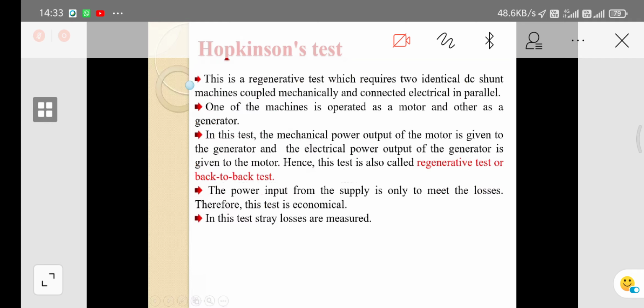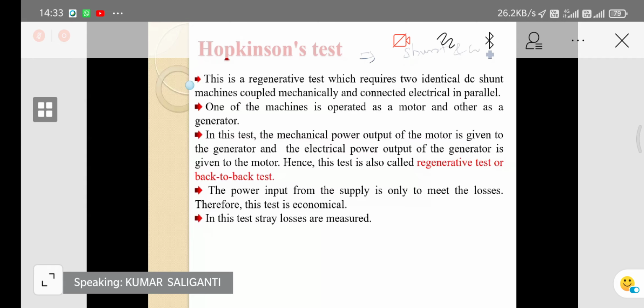This is the regenerative test, which requires two identical DC machines. This test is suitable for shunt and compound machines, but here we are discussing only shunt machines. I am applying this test only to shunt machines. That point you have to remember.